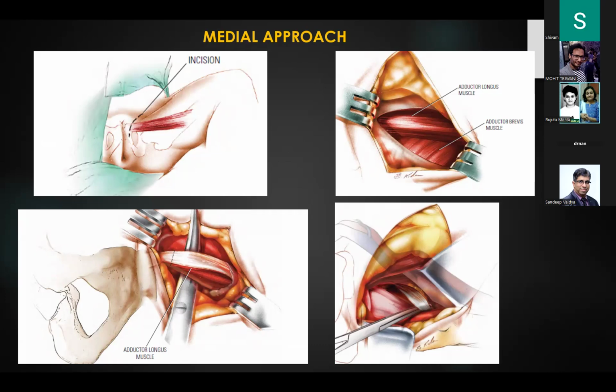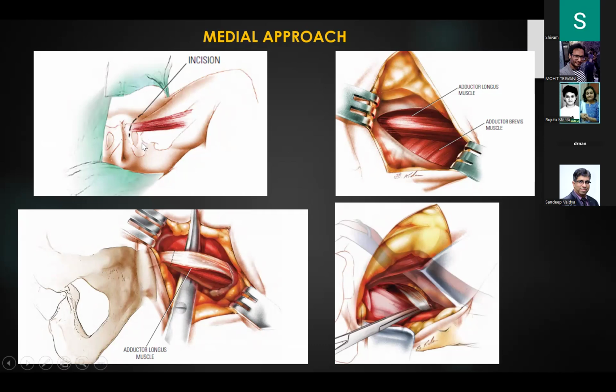So the difference between the two is the interval. Usually the Ludloff's approach goes between the pectineus and the adductor brevis, whereas the Weinstein's approach goes between the femoral neurovascular bundle and the pectineus. That is, it is anterior to the pectineus. And this description is of the Weinstein approach.